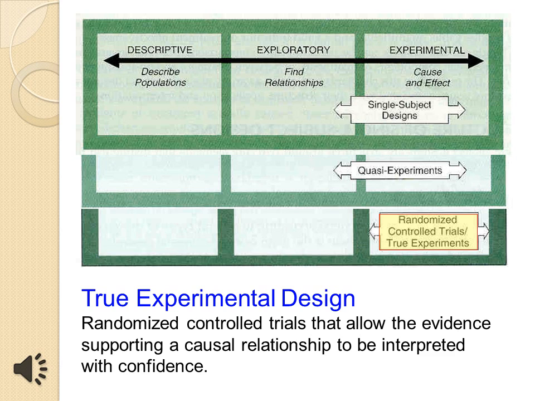The purpose of a true experimental design is to provide a structure for evaluating the cause and effect relationship between a set of independent and dependent variables. Within the design of a randomized controlled trial, the researcher manipulates the levels of the independent variable and incorporates elements of control so the evidence supporting a causal relationship can be interpreted with confidence.